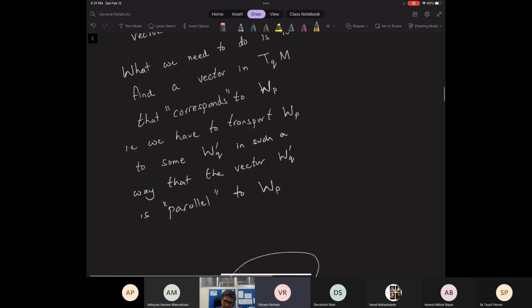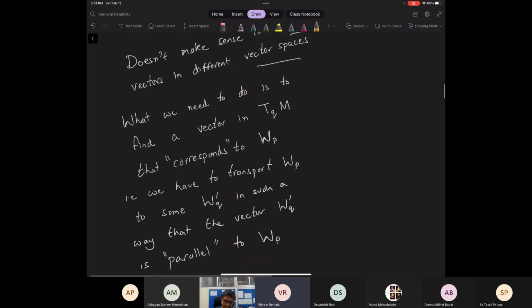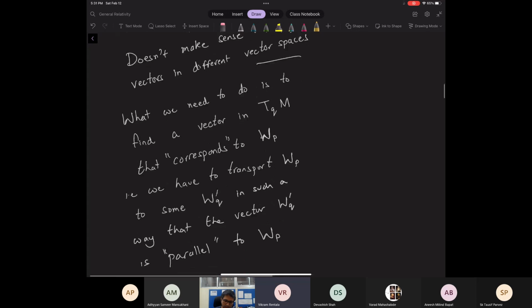Okay, so if I draw a picture, we have WP, we have WQ. What we want to do is take a vector WQ prime, which is another vector at the point Q, which roughly speaking corresponds to moving this vector forward along the direction V, so that it is now some vector WQ prime in this vector space. We need some intuitive notion of how to do this. So we need to find a vector in TQM that corresponds to WP.